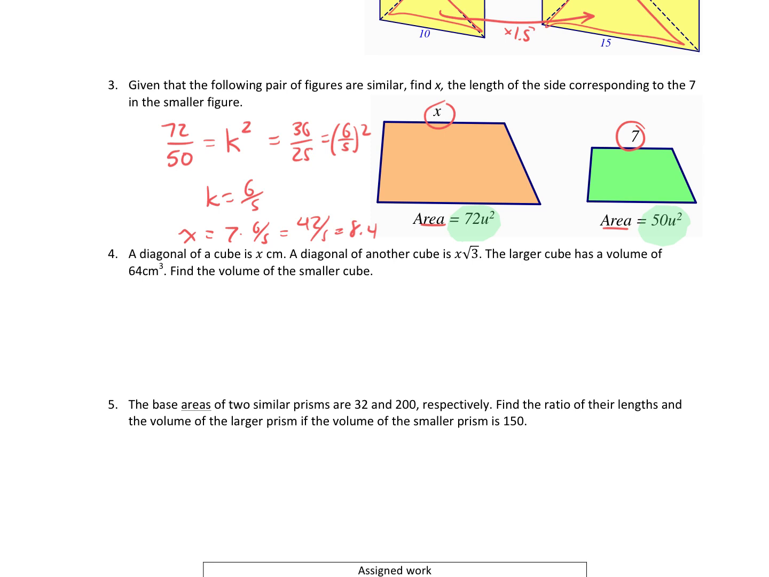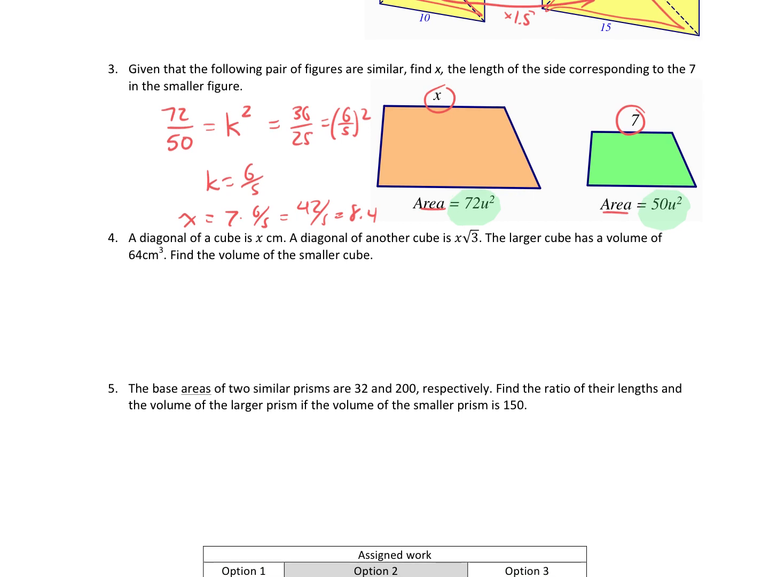Just checking that. Okay. Diagonal of a cube is blah. Diagonal of another cube is blah. The larger cube has a volume of blah. I'm going to do this in class. We'll do that as the warm-up.